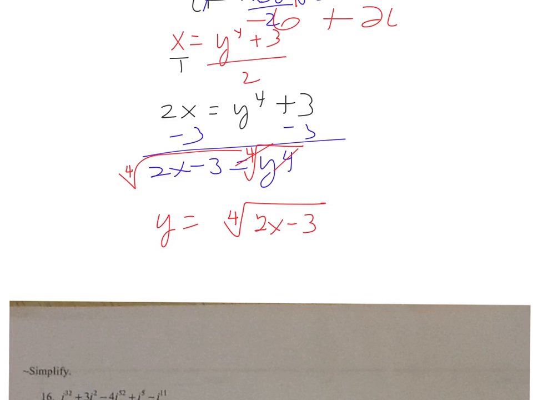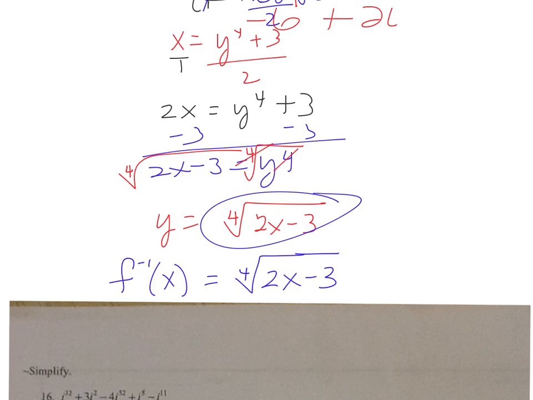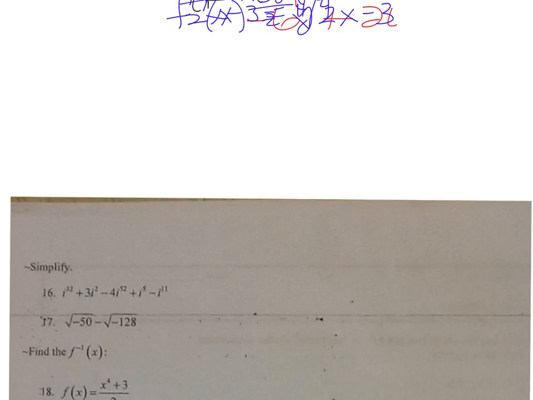And then you should write it using inverse notation. The inverse of f of x. Remember that inverse notation has that negative 1. The 4th root, make sure that 4 is inside the check mark: 2x minus 3. So be careful, don't write it like this. This 4 has to be inside the check mark, otherwise it'll be wrong. All right, and then let's take a look at number 19.